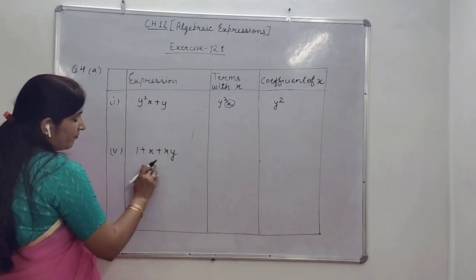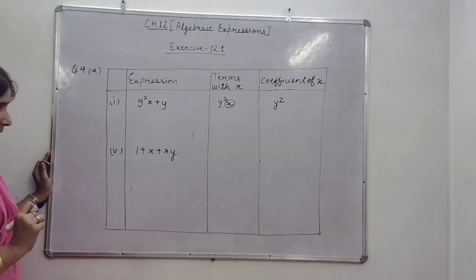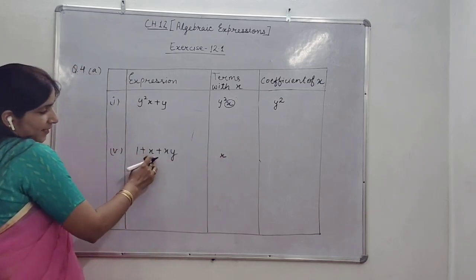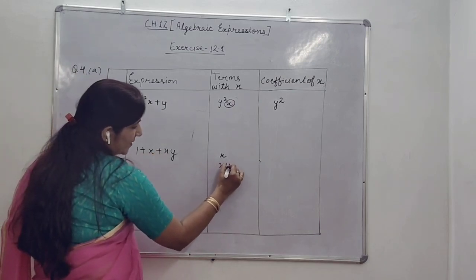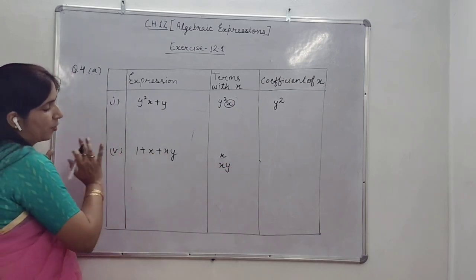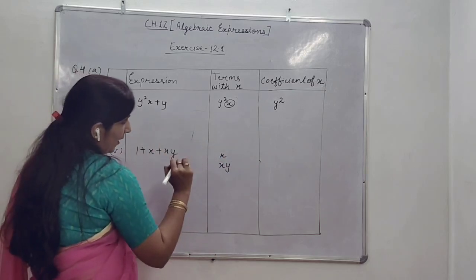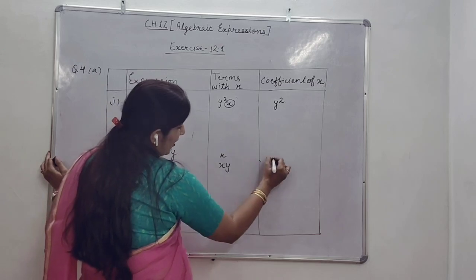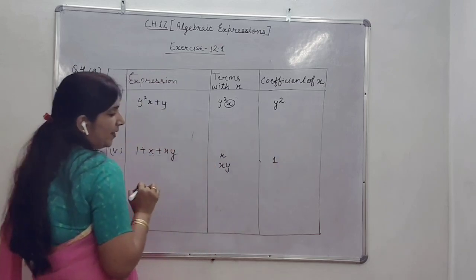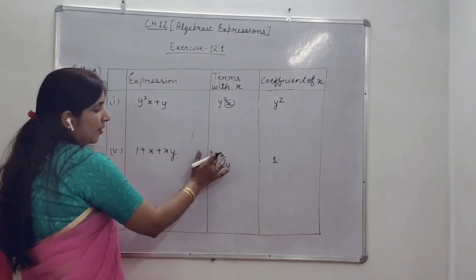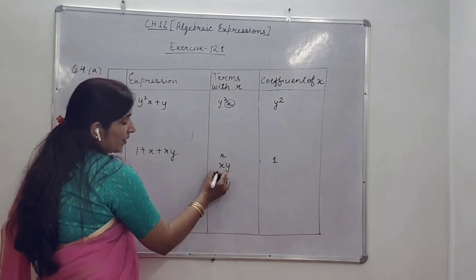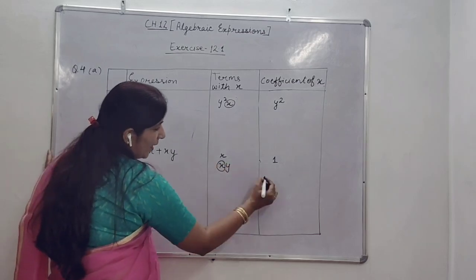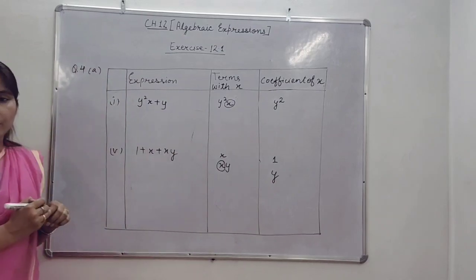Now the fifth part is 1 plus x plus xy. So we need to write the terms. First term is x. It contains x. Second term with x is xy. The 1 does not contain x, so we are not writing this term. So x and xy. Now separately we have to write the coefficients. What is the coefficient of this x? We have already done this type of question. Here the coefficient will be 1. Nothing is there, so 1 is always there. Now what is the coefficient of x in xy? Other than x, what is left? y. So y will be the coefficient of x.